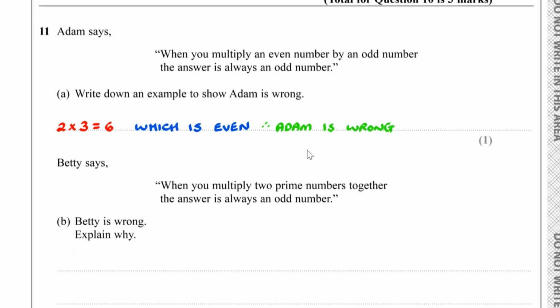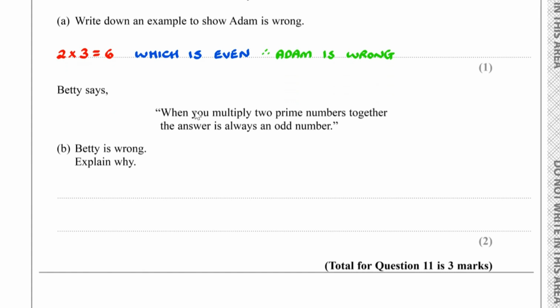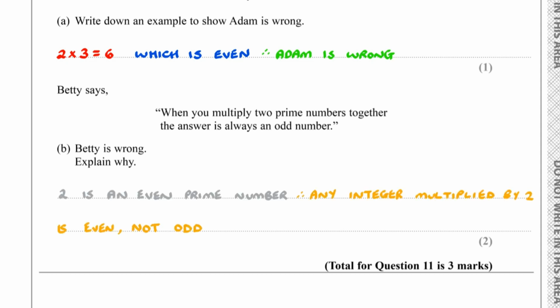And for the next part, Betty says when you multiply 2 prime numbers together, the answer is always an odd number. Betty is wrong, we have to explain why. Well, 2 is the only even prime number, and if we multiply any integer, whether it's prime or not prime, we are multiplying this integer by 2, and the result will be even, not odd, which means Betty is wrong.